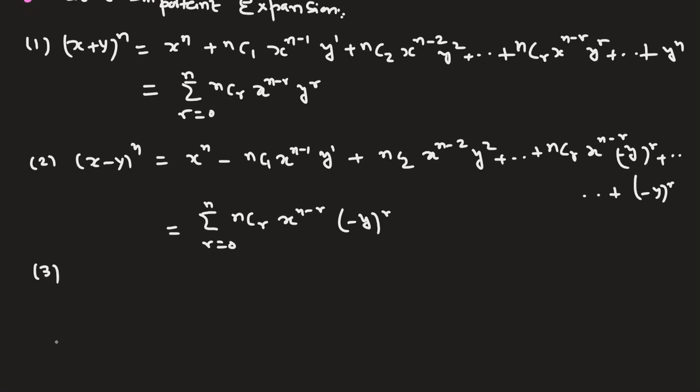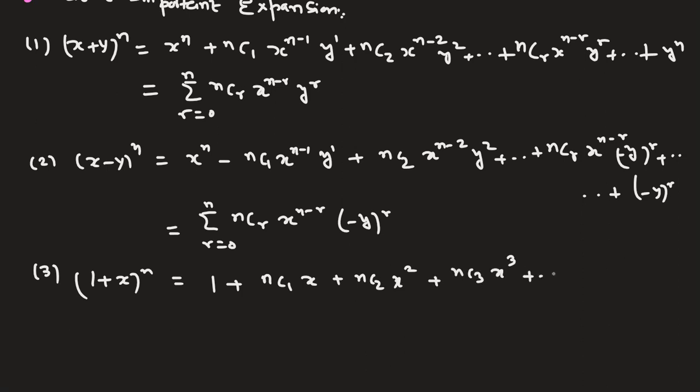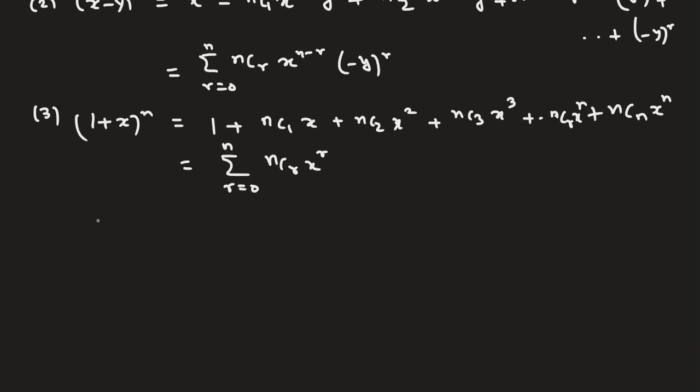Number 3, I am replacing x by 1 and y by x. So my formula will look like this: everything will be the same, only in the place of x you write 1 and y is x. So it should be 1 plus nC1 x, second is nC2 x squared, third is nC3 x cubed. In this way you have the last term nCn x^n. The rth term is nCr x^r, so you can write sigma nCr x^r, r equal to 0 to n. So you can say that the coefficient of x^r is nCr.